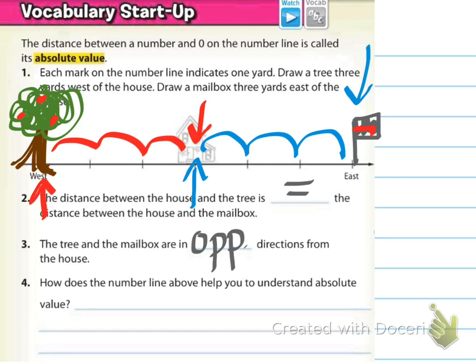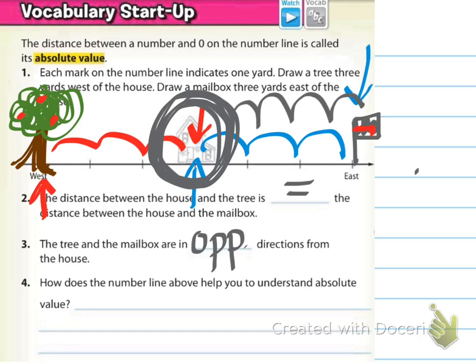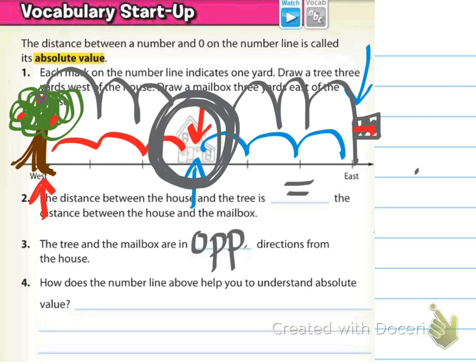I think it's a great representation, not only of my amazing artistic ability, but also absolute value, because it is showing us that, this is our 0 point right here, and if we're moving to the east in one direction, 1, 2, 3 spots, and we move to the west the same amount of spots, that we really are the same amount of distance between the two. We are still 3 yards away from the mailbox and 3 yards away from our amazing tree.